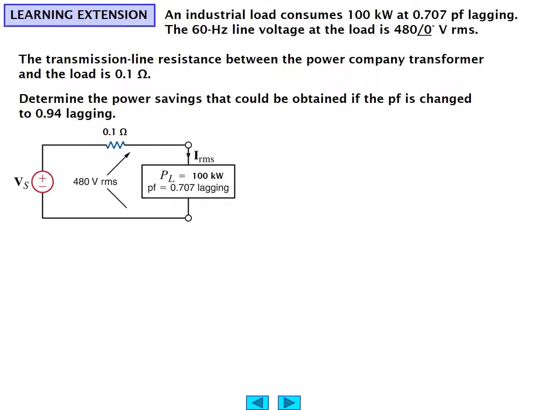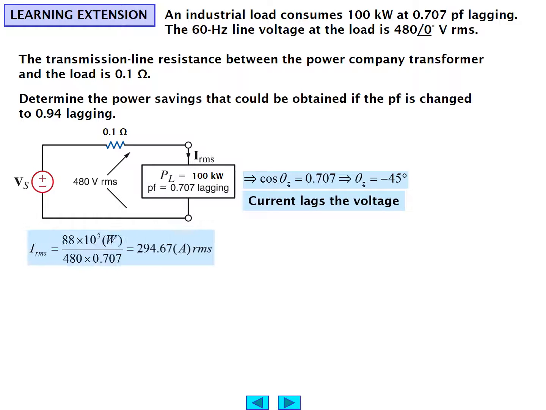I will say at first that there are some incorrect numbers being inserted into the problem, and the calculations seem to be right, but the numbers are wrong. So you might want to verify this as we go along. This seems to be right. Cosine theta equals 0.707. That means theta is minus 45 degrees because it's lagging, and current lags the voltage.